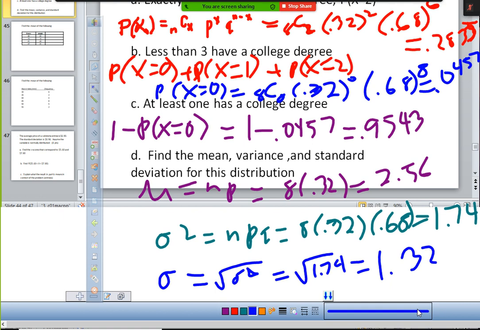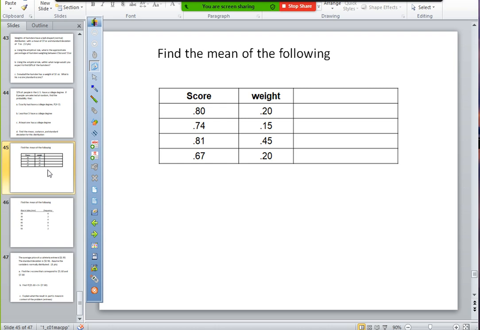Let's go ahead and take a look at another problem. This is a good one. This is exactly how you figure out what your grade is so far. You take the weight of each one and multiply it by its score, and that tells you the amount. Like here, you scored an 80 on 20% of your grade, but you scored a 74% on 15% of your grade, and 81% on 45% of your grade.